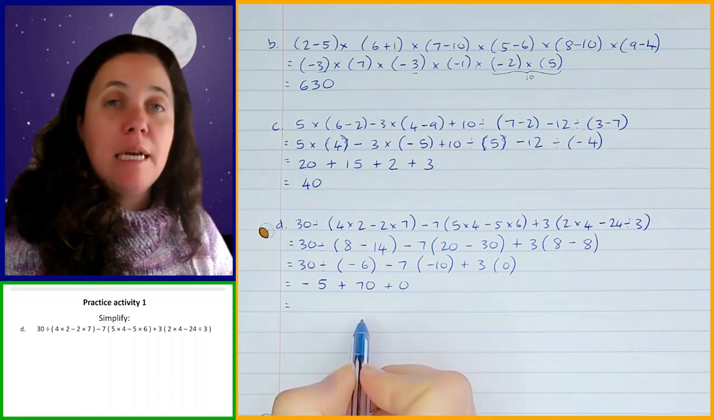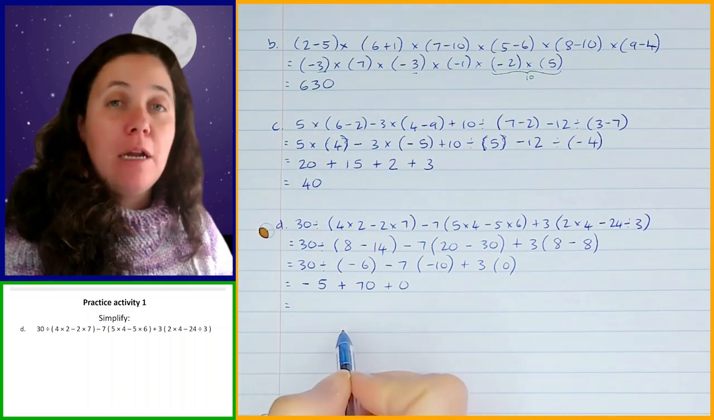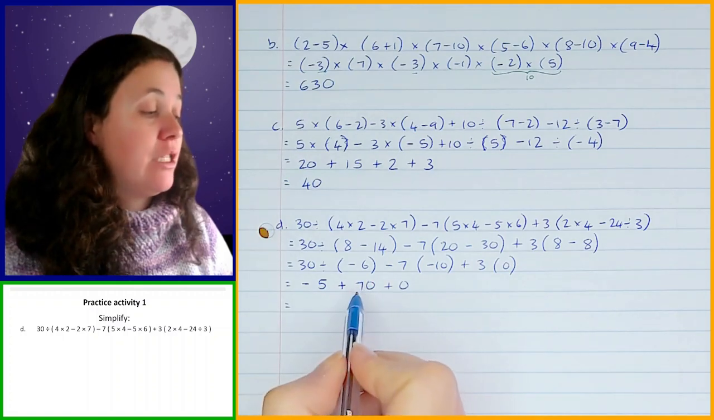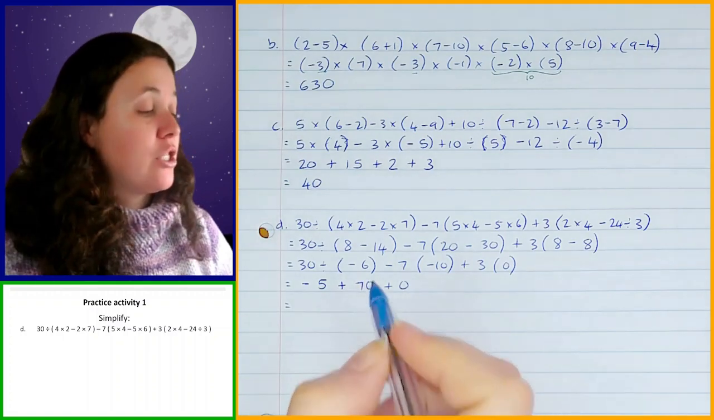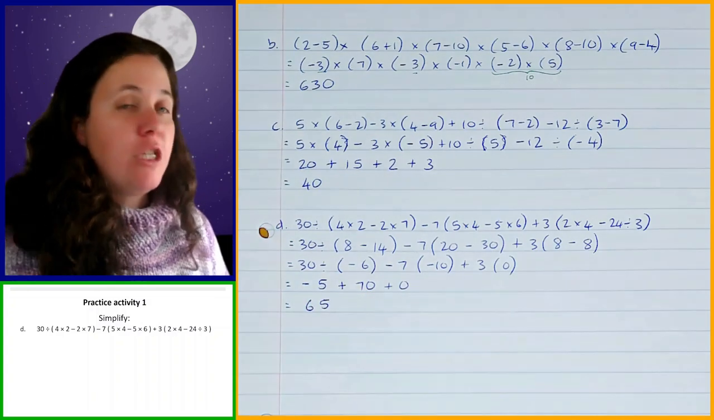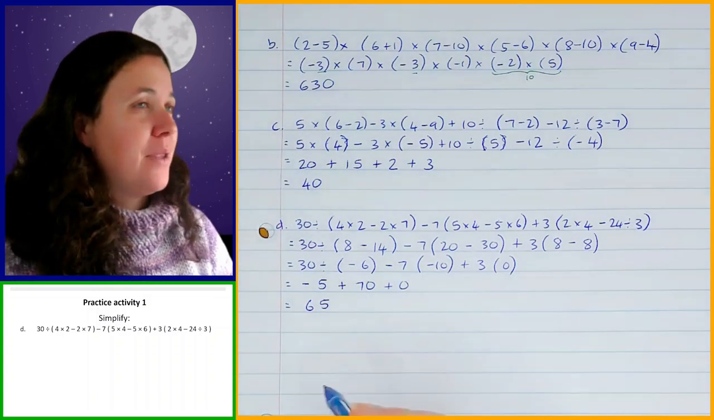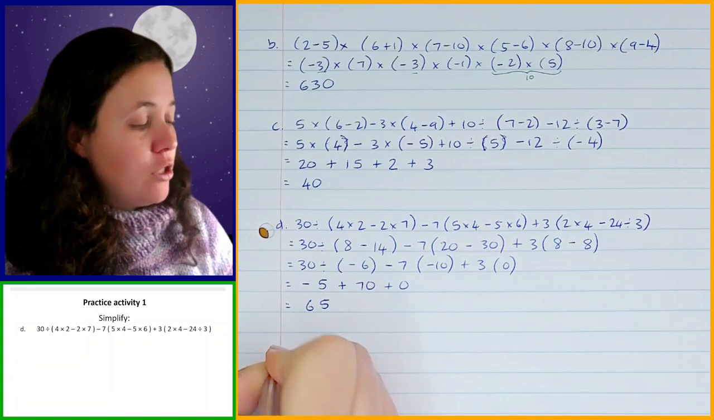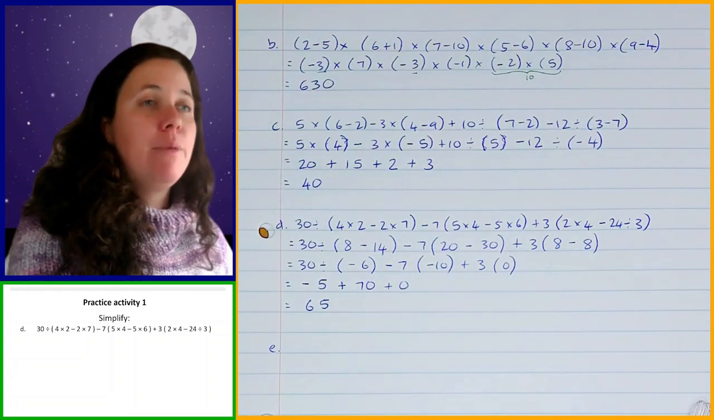They have opposite signs, so I'm going to subtract their absolute values, and we're going to keep the sign of the higher one, which in this case is the 70. So that's going to be positive 65. So for question D, you should have got positive 65. Right, now question E, you're also going to have 3 minutes to work on this one.